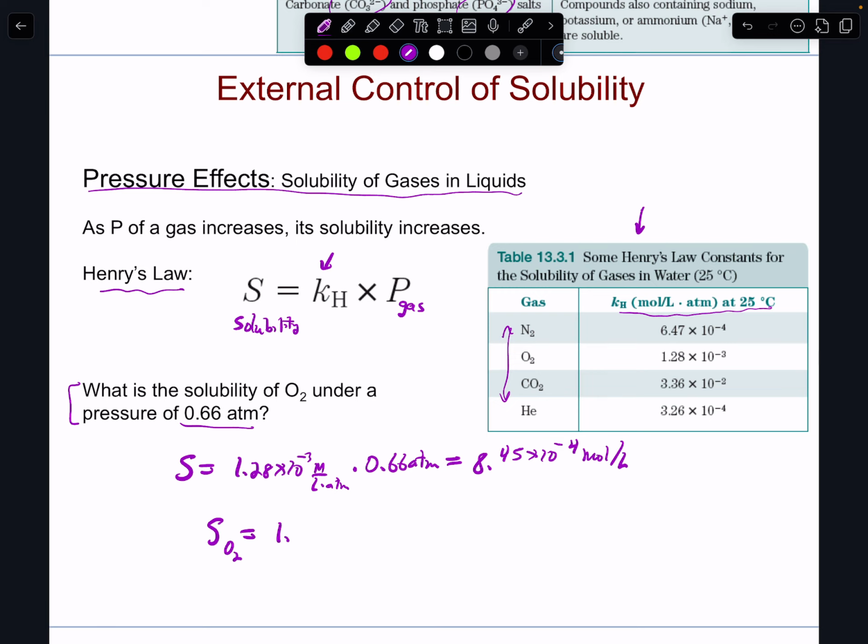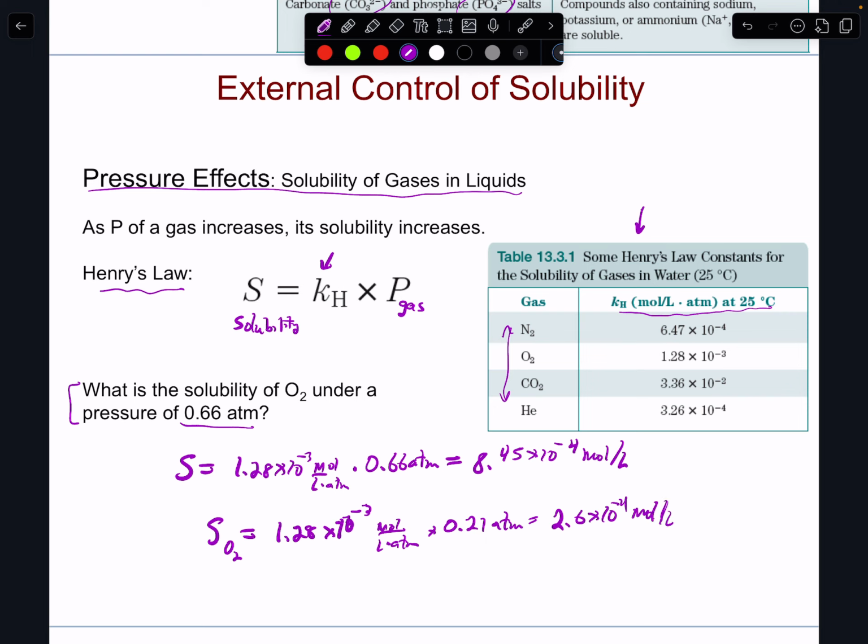So the solubility of oxygen in the air is 1.28 times 10 to the minus 3 moles per liter atmosphere, times 0.21 atmospheres. So the solubility of oxygen in just regular air is 0.00128 times 0.21, which is 2.6 times 10 to the minus 4 moles per liter.